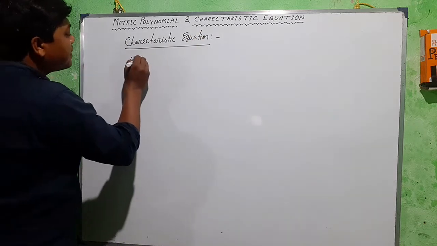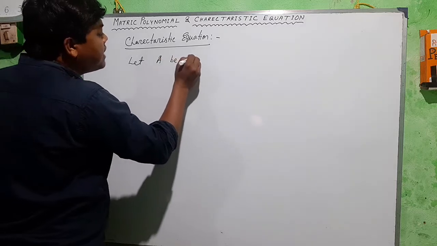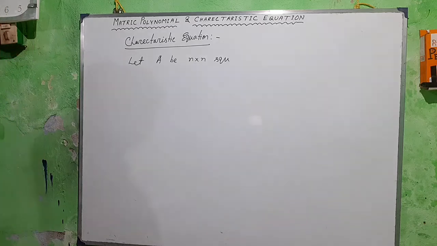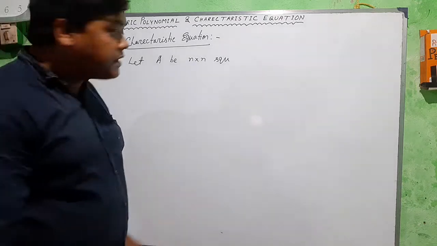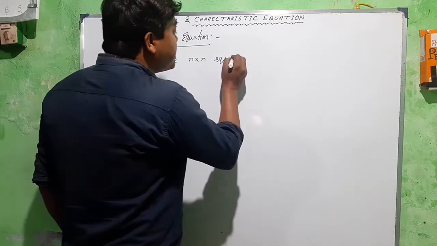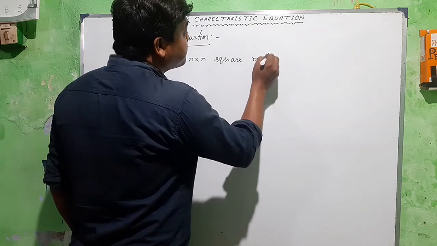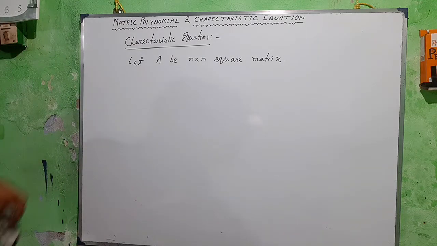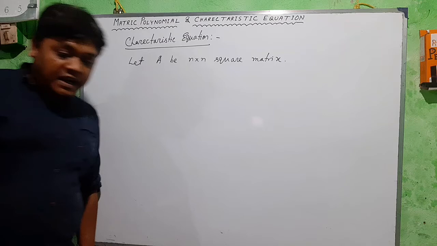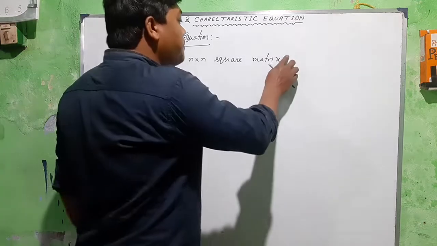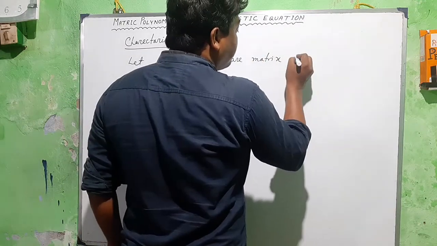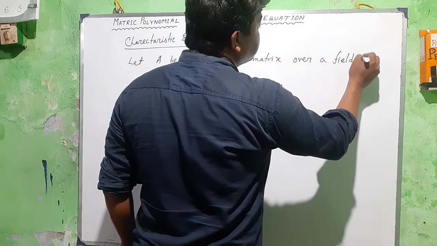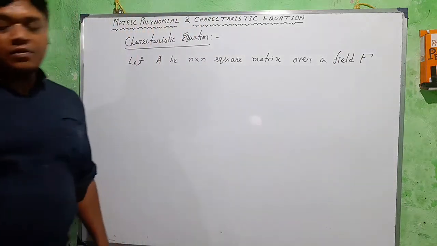Let A be an n cross n square matrix. Of course, the number of rows and number of columns are equal, so that matrix is called a square matrix. So let A be an n cross n square matrix over a field, of course, this matrix contains some elements. So the elements come from the field. So that's why we say over a field F.